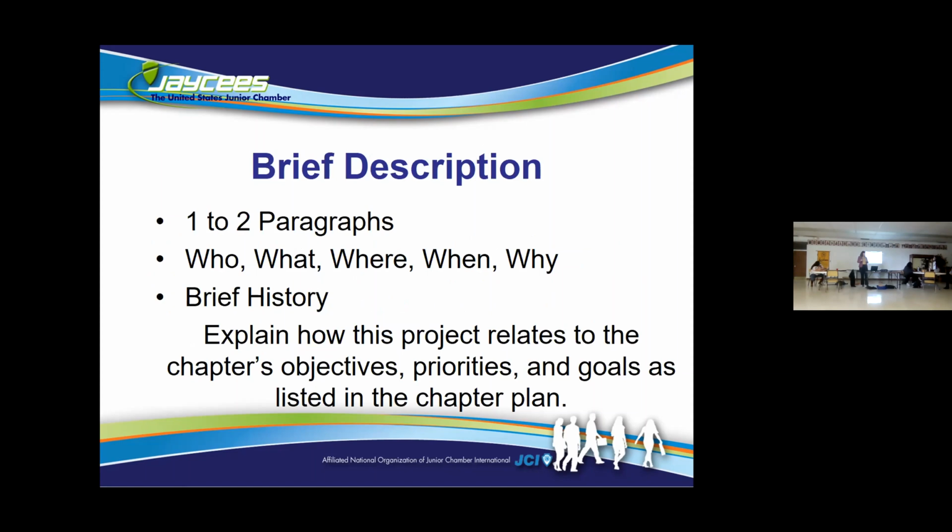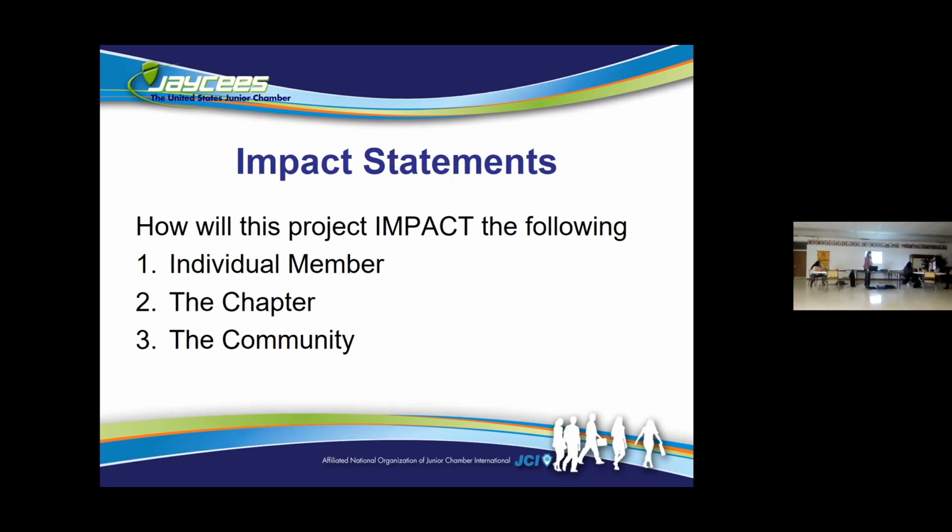And then you list the who, what, when, where, why. If you have history of the event, it's also nice to know that. And again, you want to list your goals. How does this project support your chapter plan, if your chapter has a plan on what they want to achieve? This section also has the impact of the event itself. So you list how it's going to impact the members, your chapter, and the community.